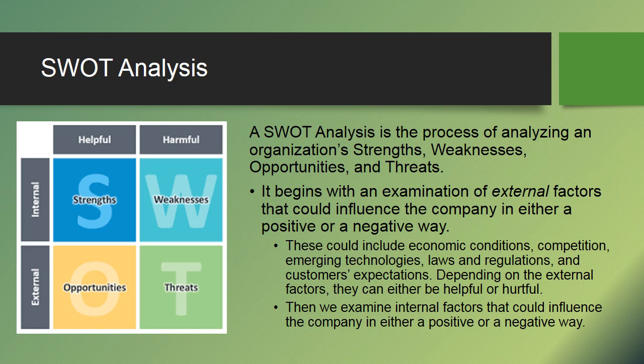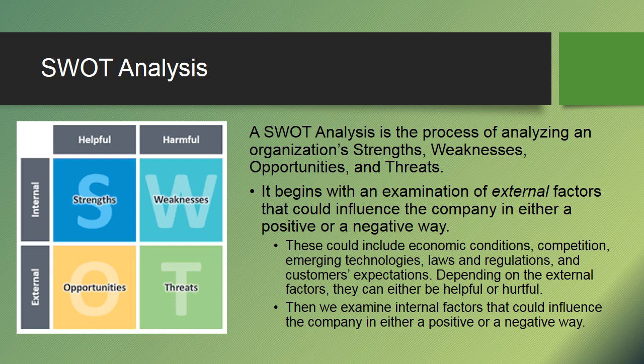Then we move on to a SWOT analysis. A SWOT analysis is the process of analyzing an organization's strengths, weaknesses, opportunities, and threats. It begins with an examination of external factors that could influence the company in either a positive or a negative way. These could include economic conditions, competition, emerging technologies, laws and regulations, and customers' expectations. Depending on the external factors, they can either be helpful or hurtful. We examine the internal factors that could influence the company in either a positive or a negative way.